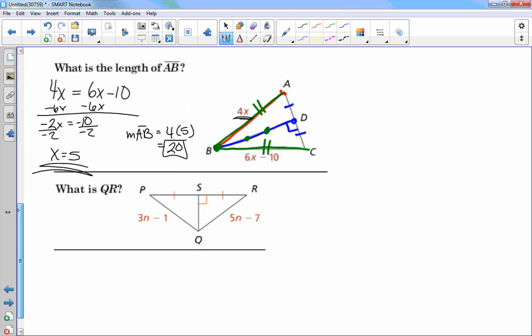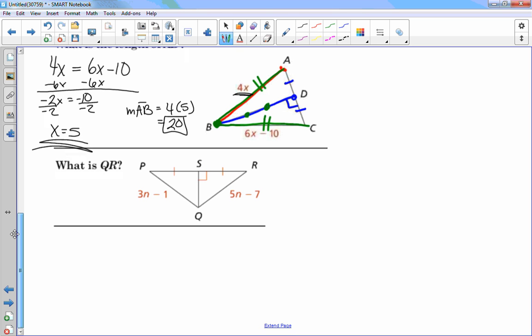Okay, that uses the perpendicular bisector theorem. What is QR? QR is here. Can we just say that our answer is 5n minus 7? No. So let's look for our theorem. Do you see any markings on the diagram? What do those markings mean? Congruent segments.